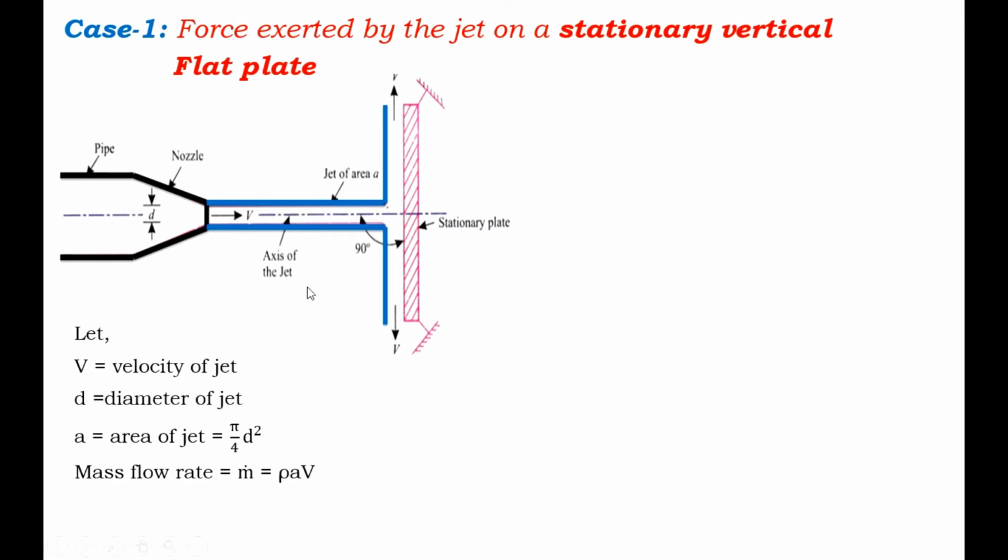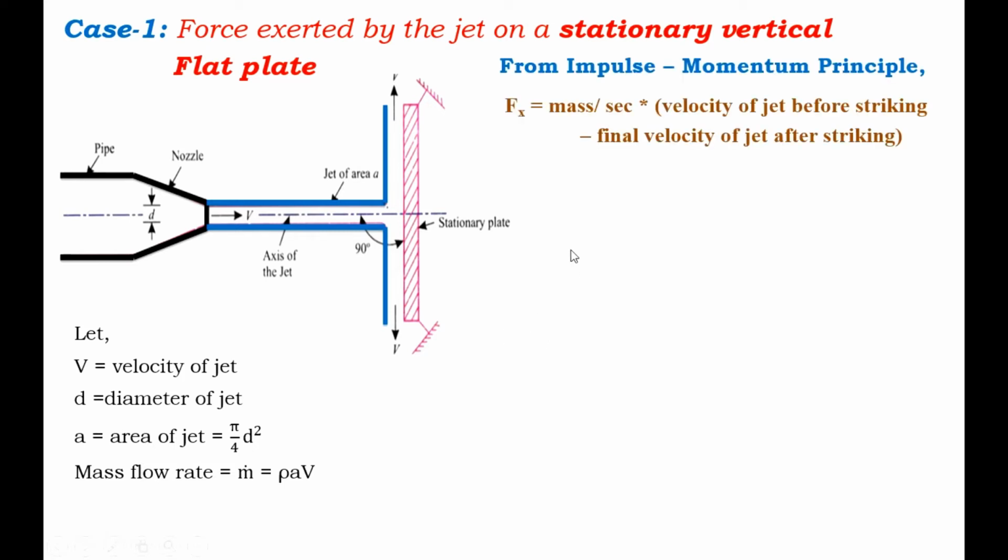Let us see here. V is the velocity of the jet, d is the diameter of the jet, a is the area of the jet, and mass flow rate m dot is equal to rho into a into v. From the impulse momentum principle, we know that the force acting in the x direction is equal to mass flow rate into the velocity of jet before striking minus the final velocity of jet after striking. So we get Fx is equal to m dot in bracket v1x minus v2x.